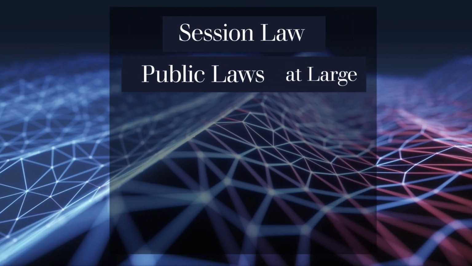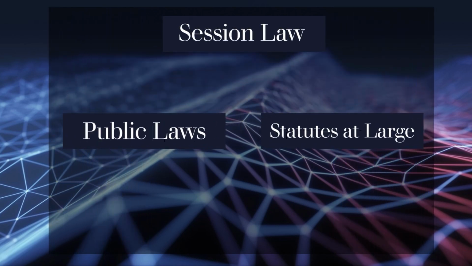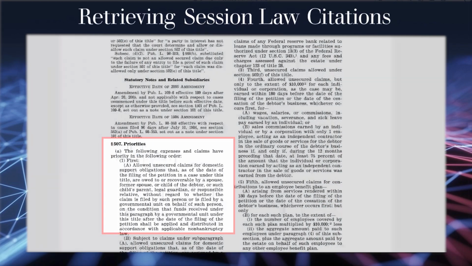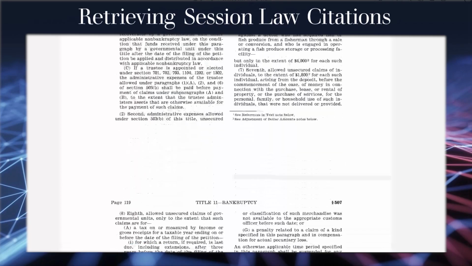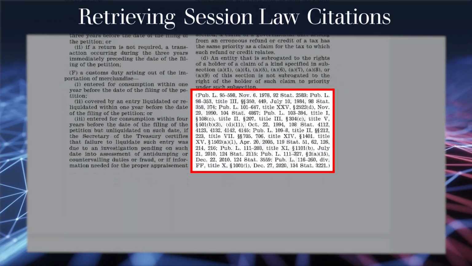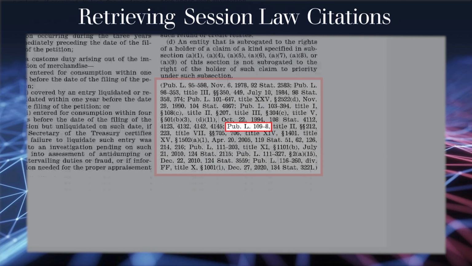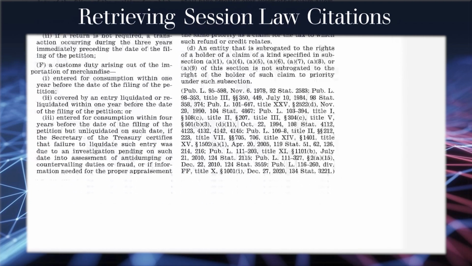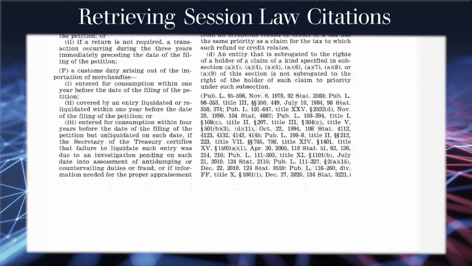Every session law has two citation forms, one for the statutes at large, the bound compilation of session laws, and the public law number. If you're starting from a U.S. Code section, you can find citations to every session law that enacted or amended that section in the credits at the bottom of the section. Note that most of these session law citations also include the specific section of that session law that relates to the code section.